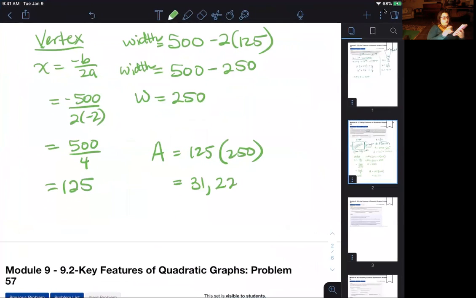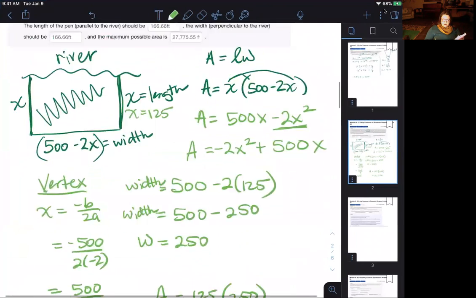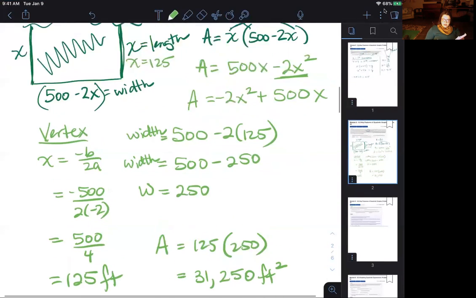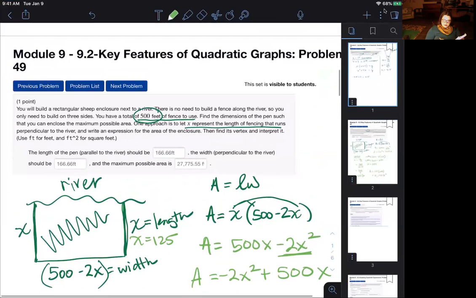Whoops. Let me just double check that. So 125 times 250 equals, yes, 31,250. And that would be, I don't know what we're measuring this in, feet. So this one would be in feet squared, and this one would be in feet. They might already have those measurements. No, it would be square feet.